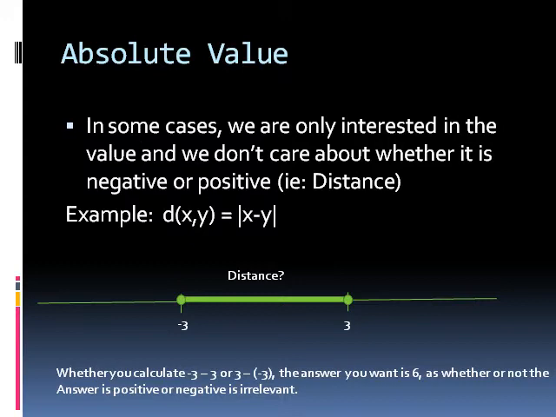One of the examples where absolute values are used is distances. Let's say you're trying to find the distance between a point at -3 and a point at 3. It doesn't matter whether you calculate -3 minus 3 or 3 minus -3, the answer that you want is 6 because you only want the distance. So in this case, an absolute value is used.